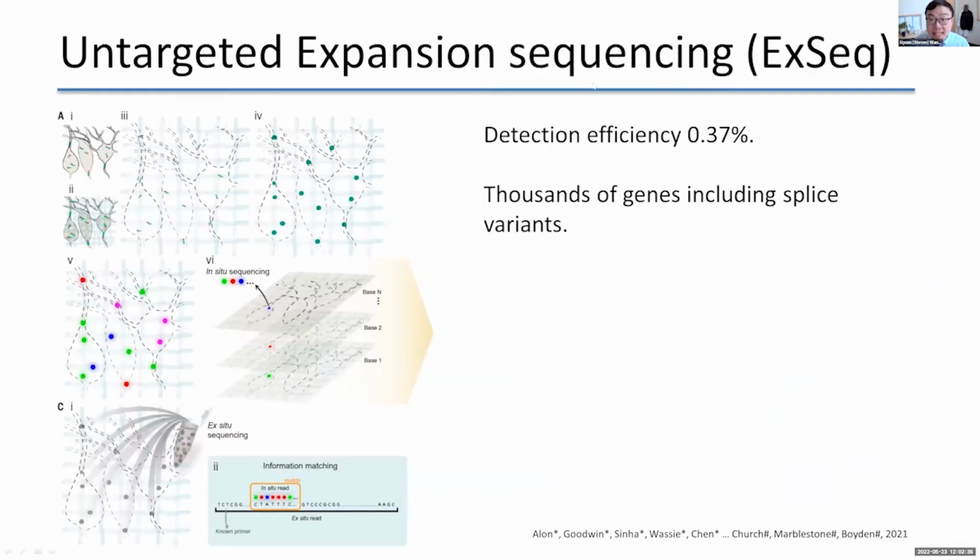One of them is to combine expansion microscopy with, for example, the untargeted in situ sequencing. And the expansion of the sample makes each RNA more accessible to all the enzymatic reactions. And through this, people were able to reach a detection efficiency of 0.37%. This may still sound very low, but it's actually much better than the untargeted in situ sequencing before. And this has the whole transcriptome coverage, right? That's definitely a very significant benefit of the untargeted in situ sequencing. And in this work, thousands of genes, including splice variants, could be detected.